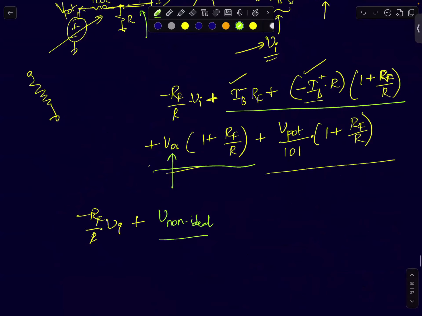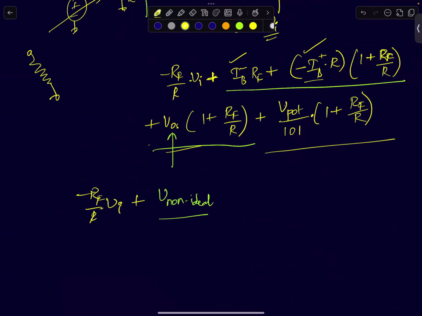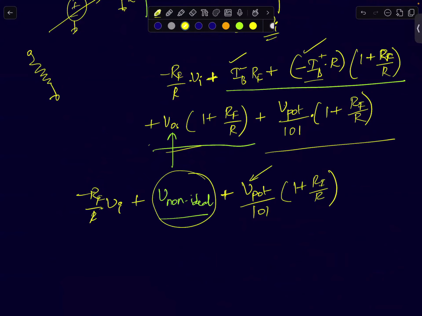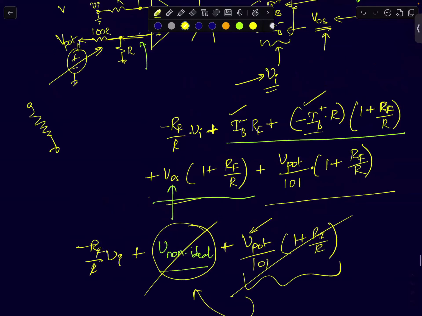Okay, let me make a point here. We'll discuss that later. So finally, you have these 3 terms, and V pot by 101 times 1 plus RF by R. Now, all I need to do is choose this V pot to be equal to negative of V non-ideal, such that this whole term becomes equal to minus of V non-ideal. Then I can cancel this out fully. Right? These 2 terms will cancel out.